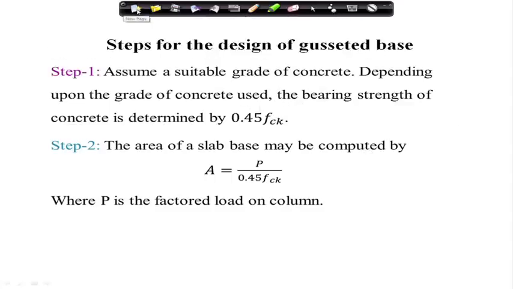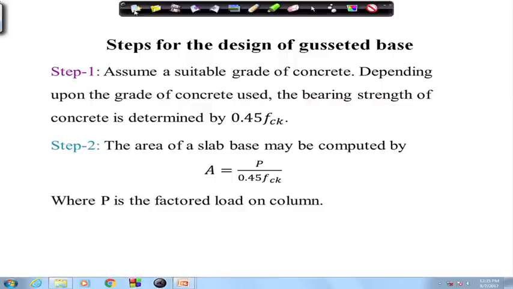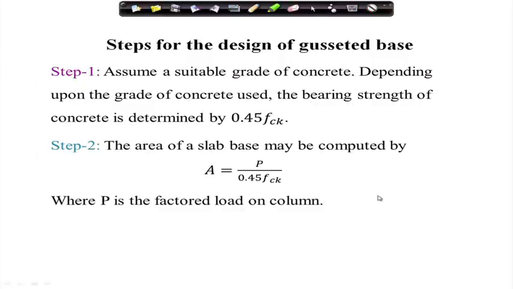Now I am going through the steps we have discussed once again. In step 1, we first find out the bearing strength of concrete based on the grade of concrete to be used. If we know the bearing strength of the concrete, then we can find out the area, because the area will be nothing but P by bearing strength. Once we get the area of the base plate, we can then find out the length and breadth.